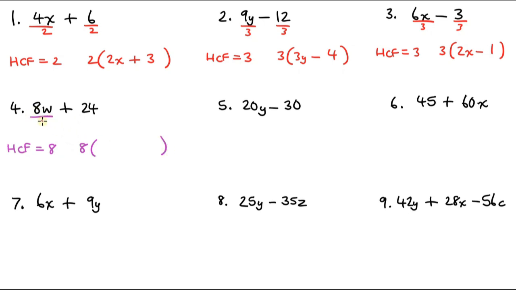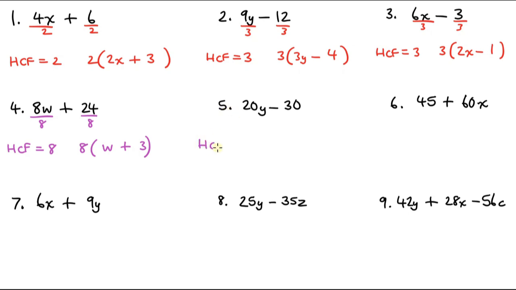So 8w divided by 8 is just w because the 8's cancel out, and then 24 divided by 8 is 3. So this is my answer. And let's just make our final bracket a bit closer because it is sticking out a bit. There we go. Okay, question 5.